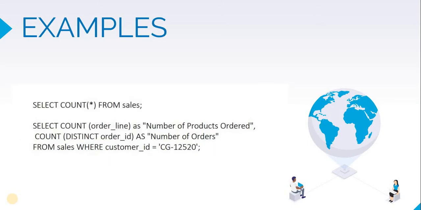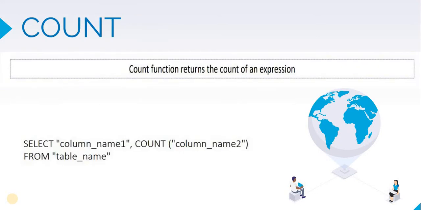For example, if you want to find out the number of sales that you have done, you can count the number of sales lines that you have, to get the total number of sales. Or if you want to find out the count of customers with names starting with A, then again the count function will help you. So the syntax of the count function is you select the column names.